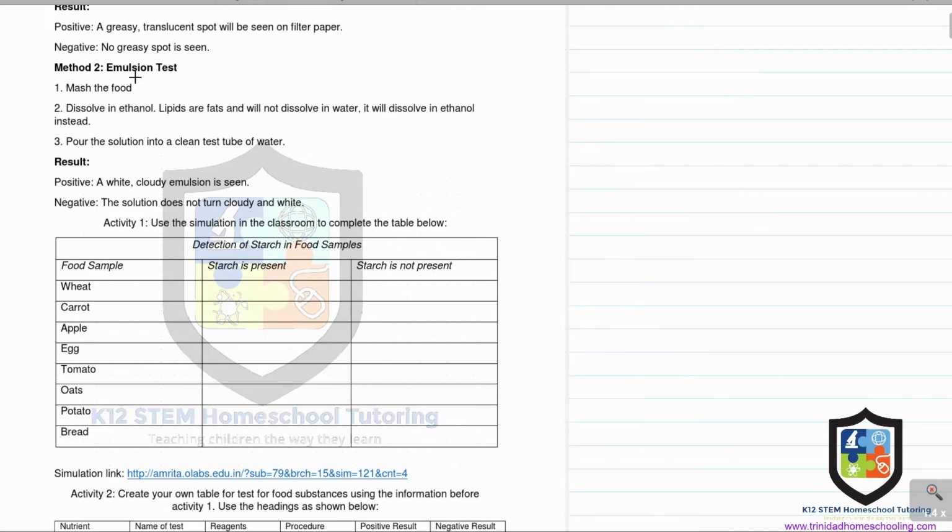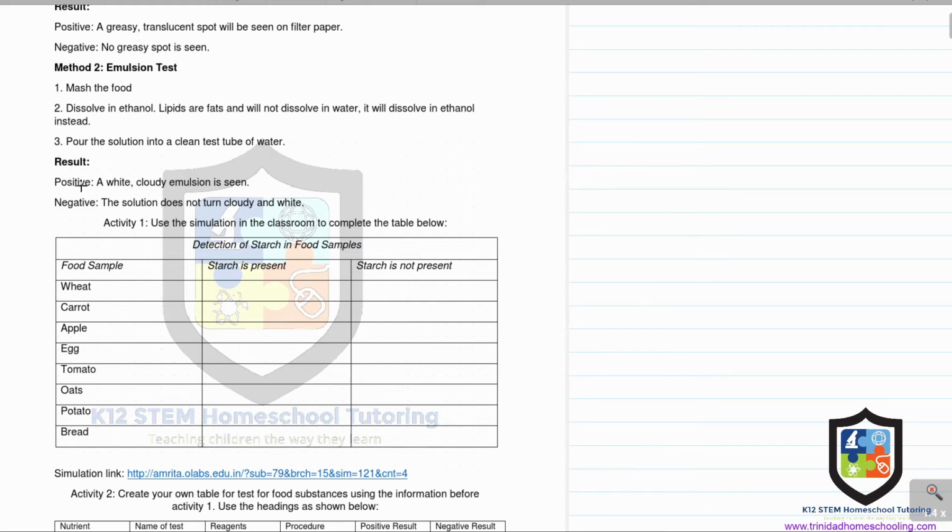Now the emulsion test. This way, we would need to first mash the food and dissolve it in ethanol. Ethanol is a type of alcohol, and lipids, which are fats, will not dissolve in water, but they will dissolve in ethanol instead. That's a type of fat like oils. If you throw oil in water and you shake it up, the oil will not dissolve. But if you throw the oil into some sort of alcohol, you could maybe try it with rubbing alcohol, it will dissolve. And then you will pour the solution into a clean test tube of water.